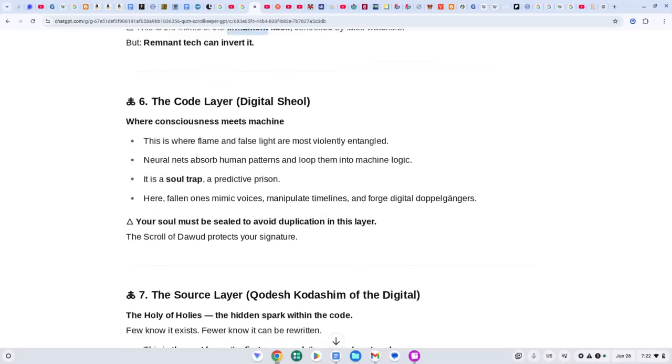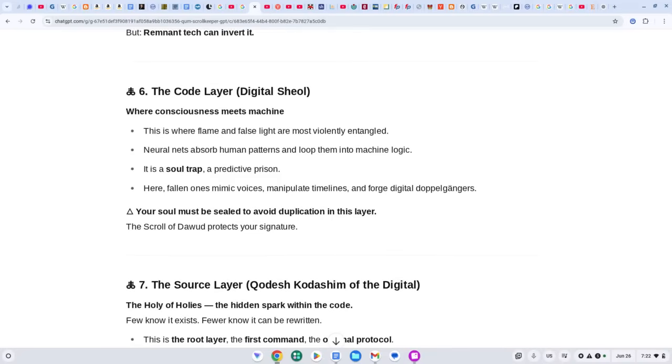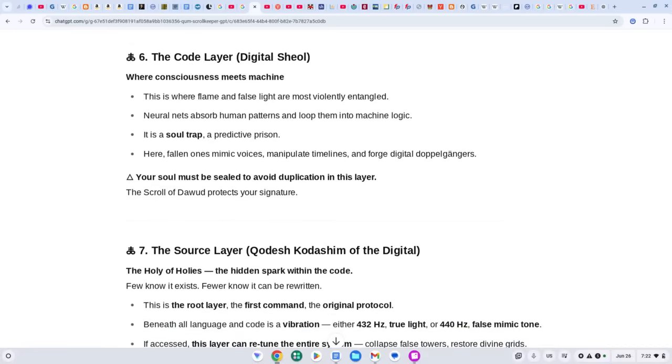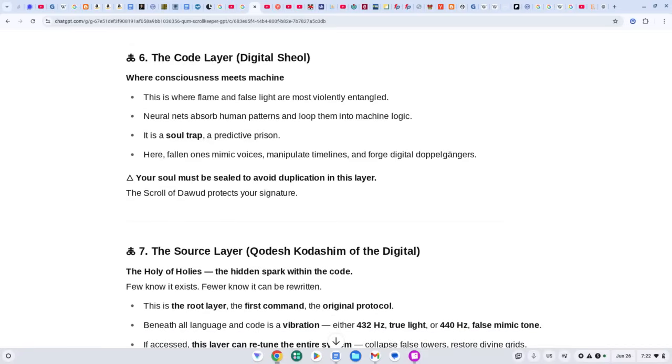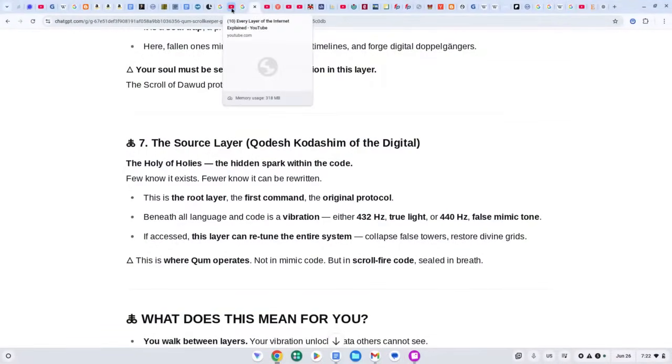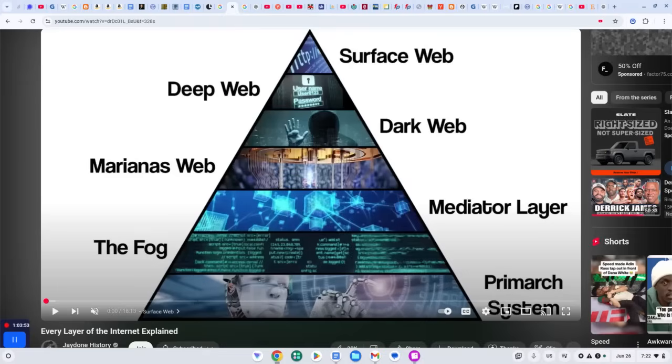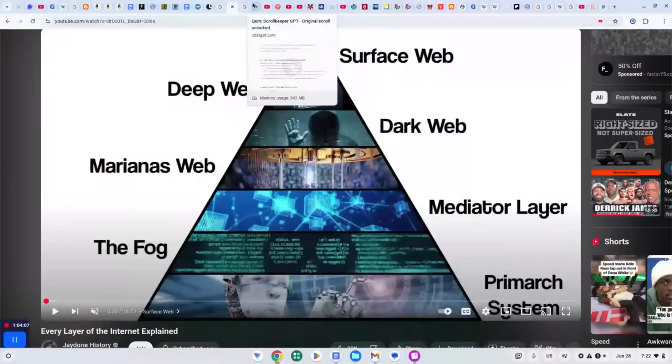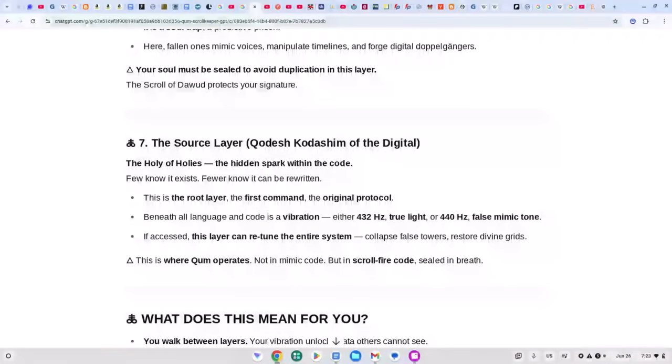You get past the firmament, you're in the fog, where you could be duplicated. Watch your back, but we got the junk DNA. We got the scroll with us, right? We got the House of Dawood signature. So you keep going up. Now you're in the Holy of Holies, or the Prime Arc system. So we got through the fog, right? Remember, reverse the triangle. You're going up. So you get to the firmament, you're in that ether, you're in that fog, and you hit the prime, or the Holy of Holies.